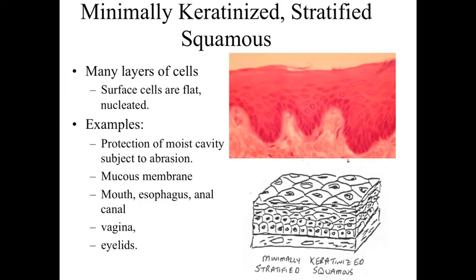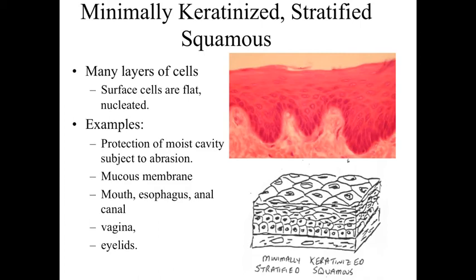Now as we move on into the stratified epithelia, the first example is going to be the minimally keratinized stratified squamous. Stratified means we've got multiple cell layers, and in this case many cell layers can be present. Squamous means that the surface cells are flat. We're going to look at another example of a stratified squamous tissue of the body on the next slide. But in this case, we're looking at minimally keratinized.